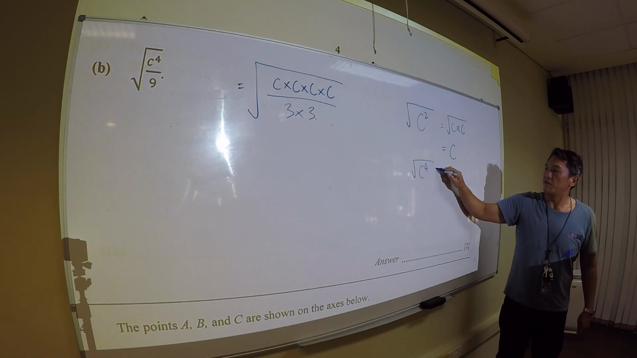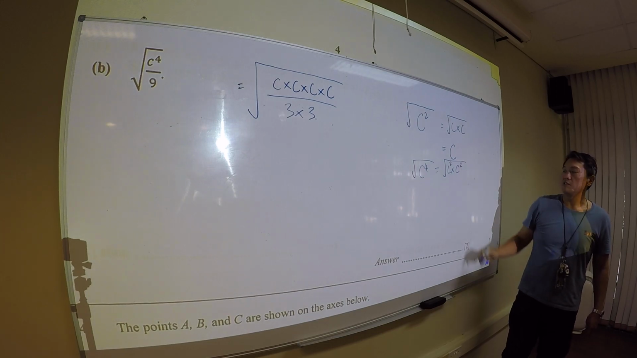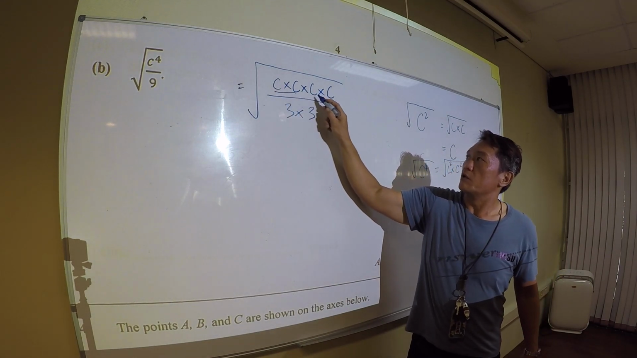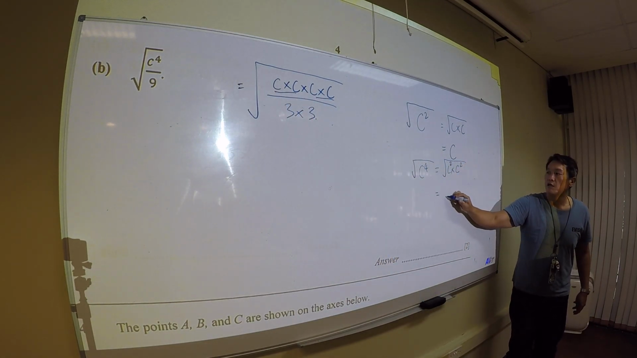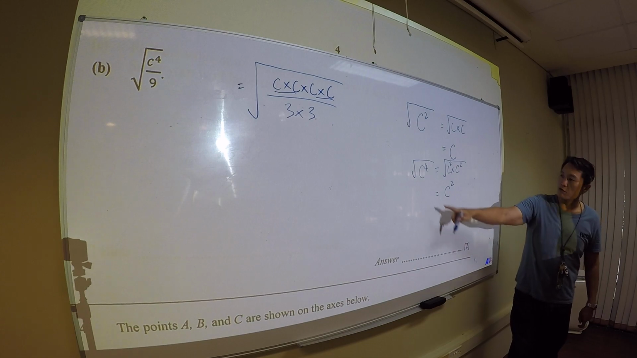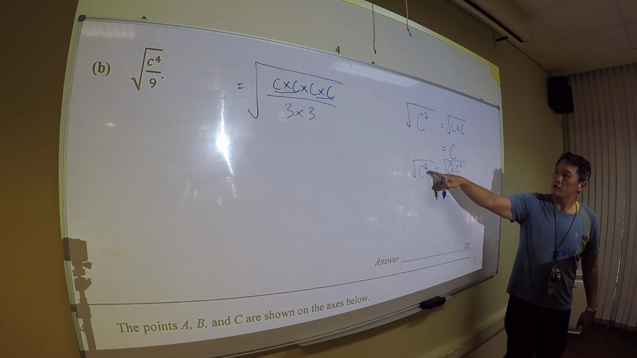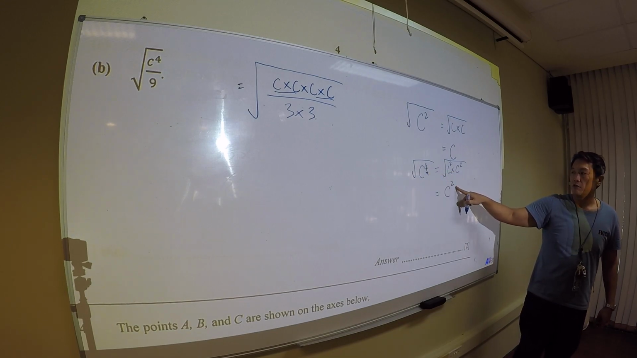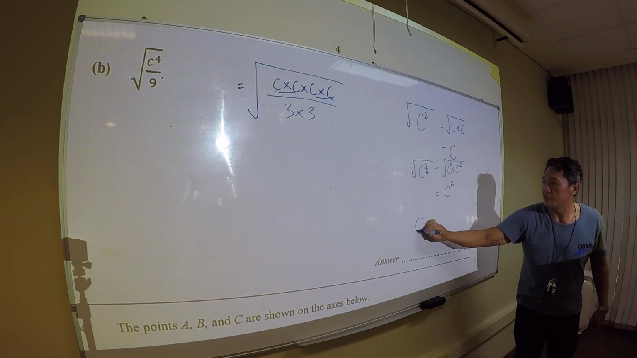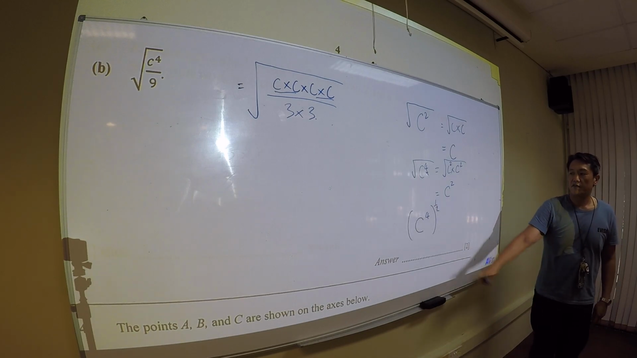Similarly, C4. C4 is C squared times C squared. If I group them two together, it is C squared times C squared. So the square root of C4 is C2. Square root will always divide the index by 2. When I take the square root, it divides this index by 2, so 4 divided by 2 gives 2. The effect of square root is actually the same as giving a half to the index.